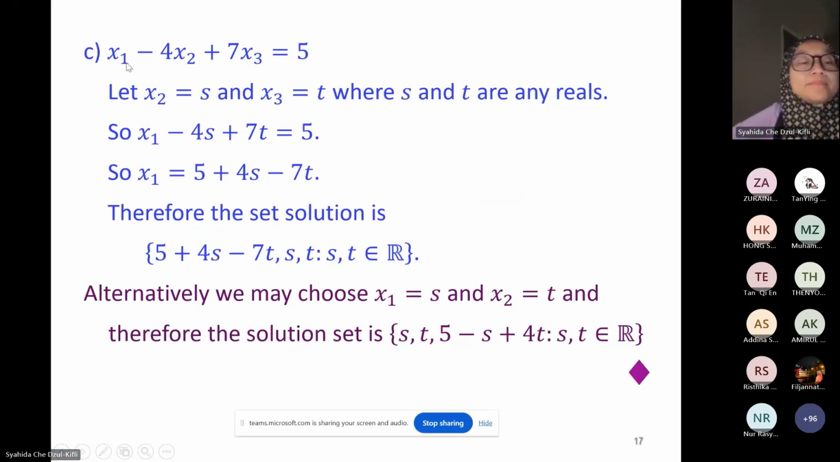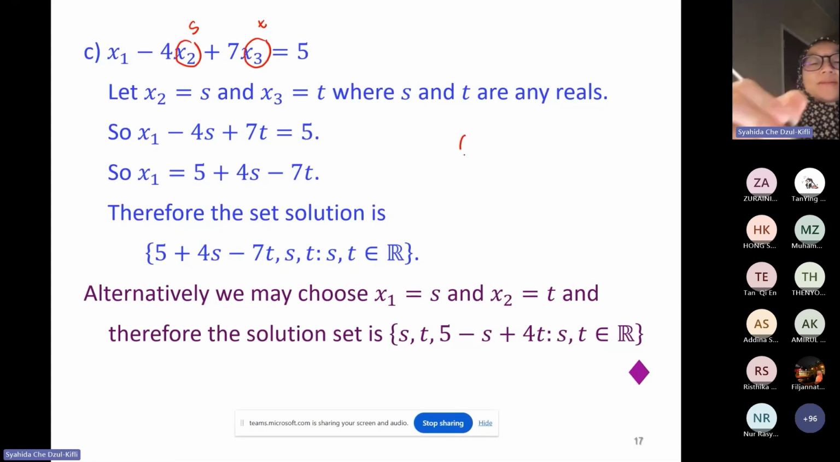For C, one linear equation with three variables. So we start off by letting x2 equal to s and x3 equal to t. We have to pick two variables and make them equal to any parameters, say s and t. So x2 is s, x3 is t. Remember, the solution must have three components. The second component is s, the third component is t.